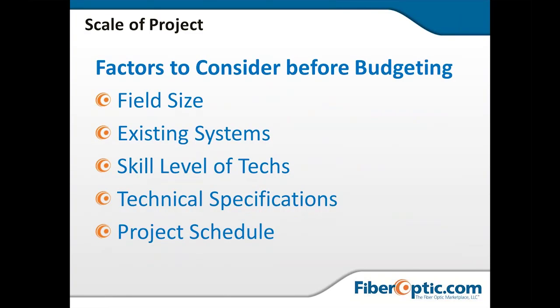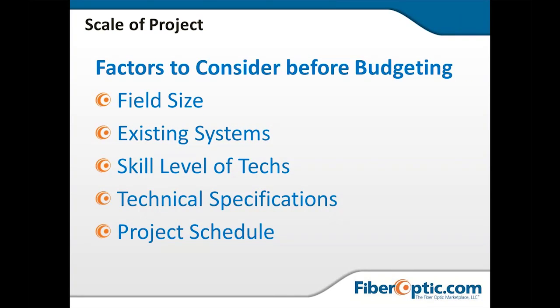So when you start to put your budget together, you need to understand the size and scope of the project you're trying to undertake. Are you interacting with any existing systems? Do you have to integrate with systems like we talked about before, the single mode or multi-mode existing systems? What is the skill level of the technicians? Do you have master technicians and then maybe some lower level technicians that you're bringing out to be assistants, grips or apprentices? What are the technical specifications of the project?